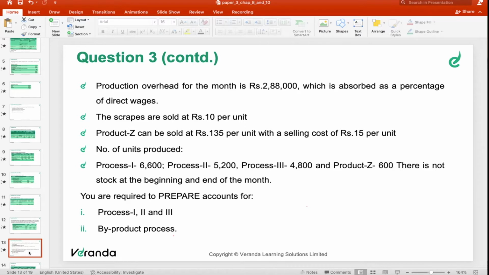This question is based on process costing, within bracket, mere preparation of process account, hyphen segment 1. Why am I saying mere preparation of process account, segment 1? That concept I am going to introduce by way of solving the next problem.